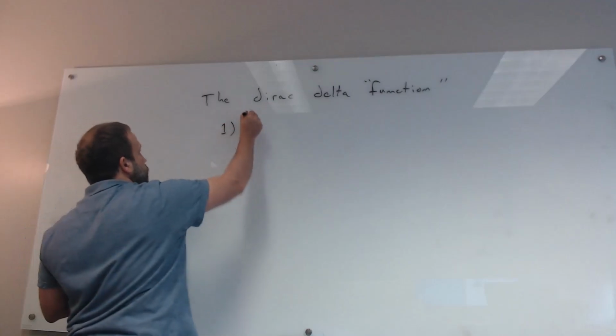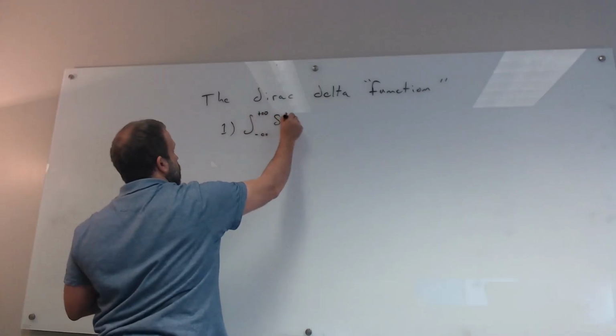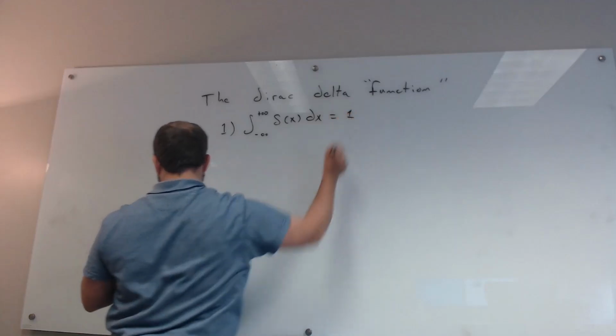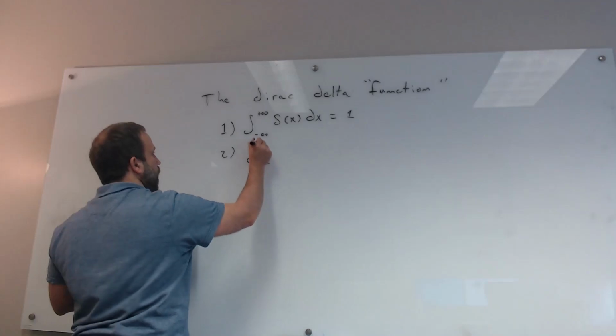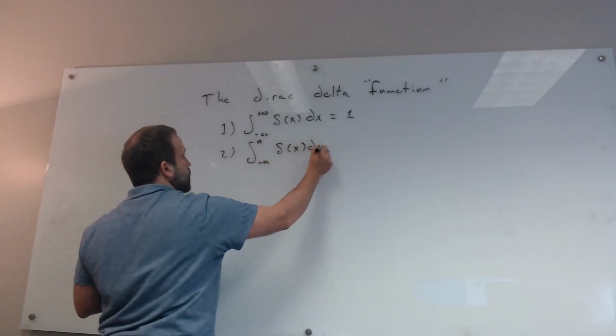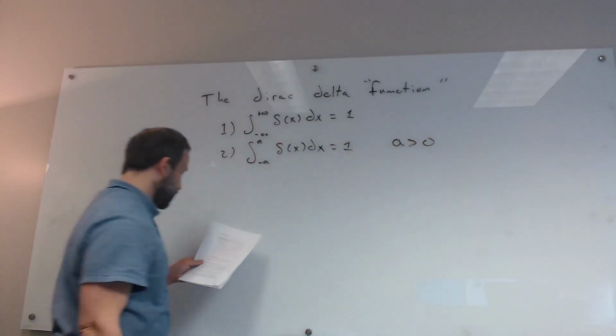One, the integral from minus infinity to positive infinity of delta of x dx is equal to 1. Two, the integral from minus a to a, actually, of delta x dx is equal to 1, and this is for all a greater than or equal to 0.